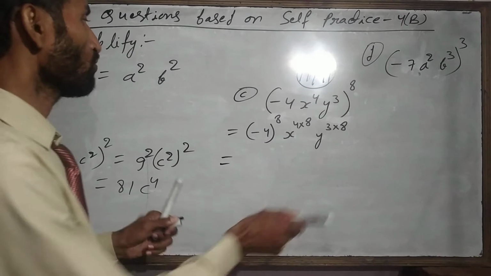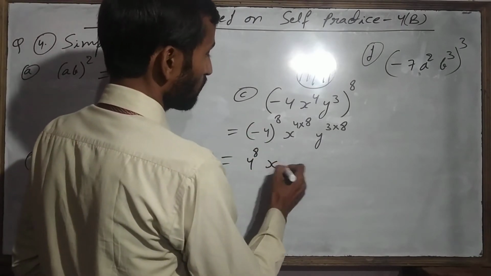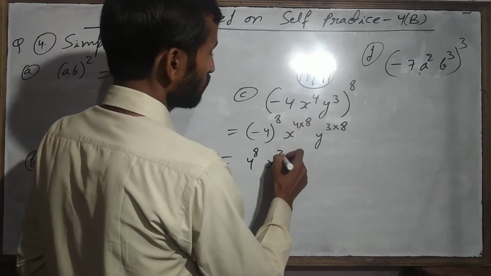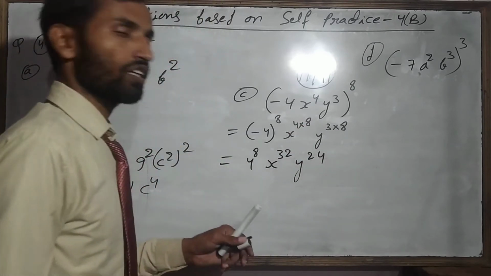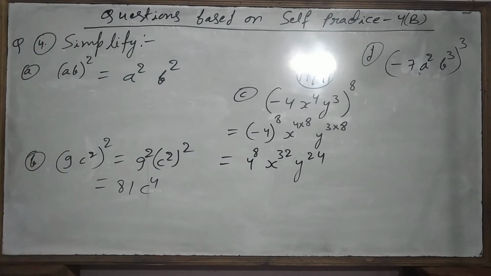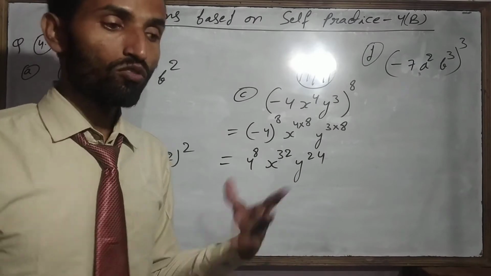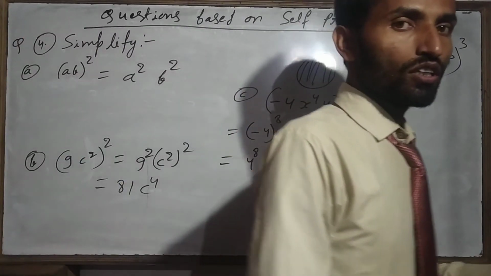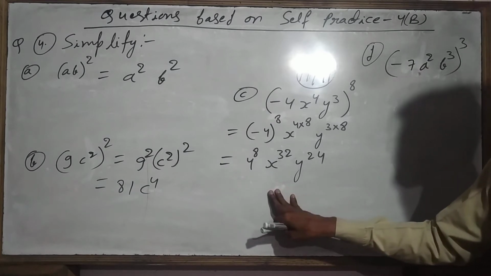So just remove this minus. So 4 power 8, x power 32, and y power 24. This is the final answer. And if you want to find the value of 4 power 8, you can find it by multiplying 8 times 4, then you will get the final answer. Otherwise, this is also a correct answer.